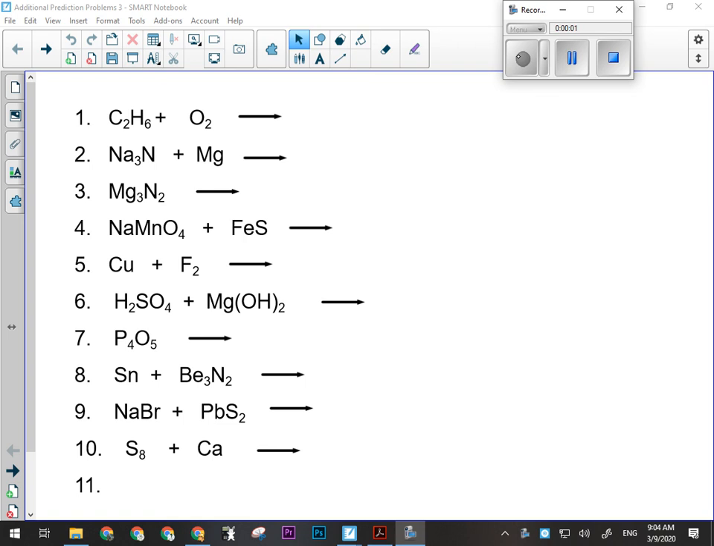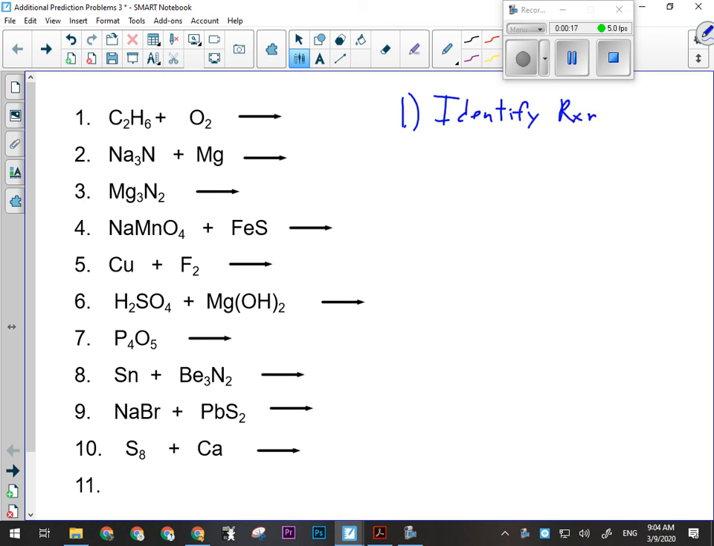Okay, so a quick reminder here before you start these prediction problems. That reminder is this: the steps for predicting the products of a reaction. The first step is identify the type. Identify the reaction type. Is it double replacement? Is it synthesis? Is it decomposition, combustion, etc.?